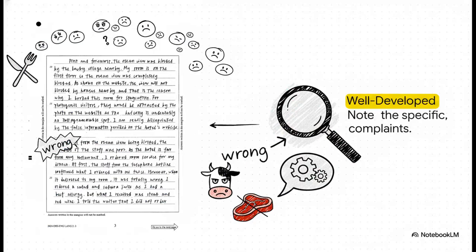Look at this. This is perfect. The candidate doesn't just write, "The service was bad." Not at all. They give us specific, developed details. The staff confirmed the order twice, but it was still totally wrong. They even mention a beef allergy and getting steak instead. See? That specificity is exactly what we mean by well-developed ideas. It paints a really vivid picture for us.